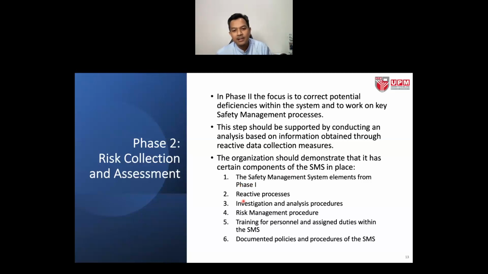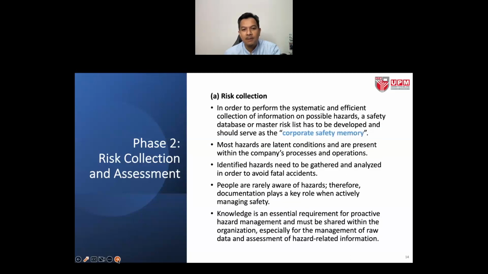And then it has to have reactive processes. The third one, investigation and analysis procedures. Number 4, risk management procedures. Number 5, training for personnel and assigned duties within the safety management system. And finally, documented policies and procedures of the SMS. So these are the components of the SMS that need to be in place. Right. The first one, the risk collection.